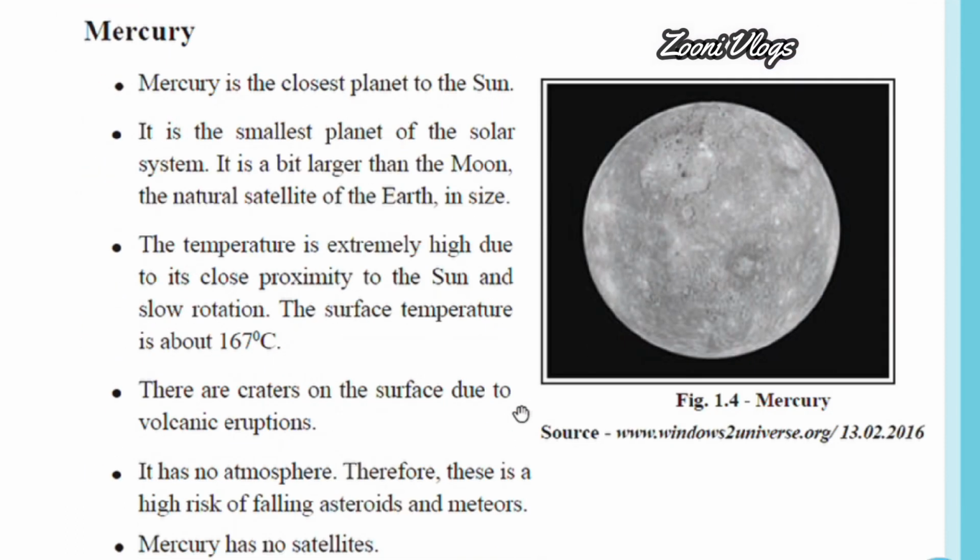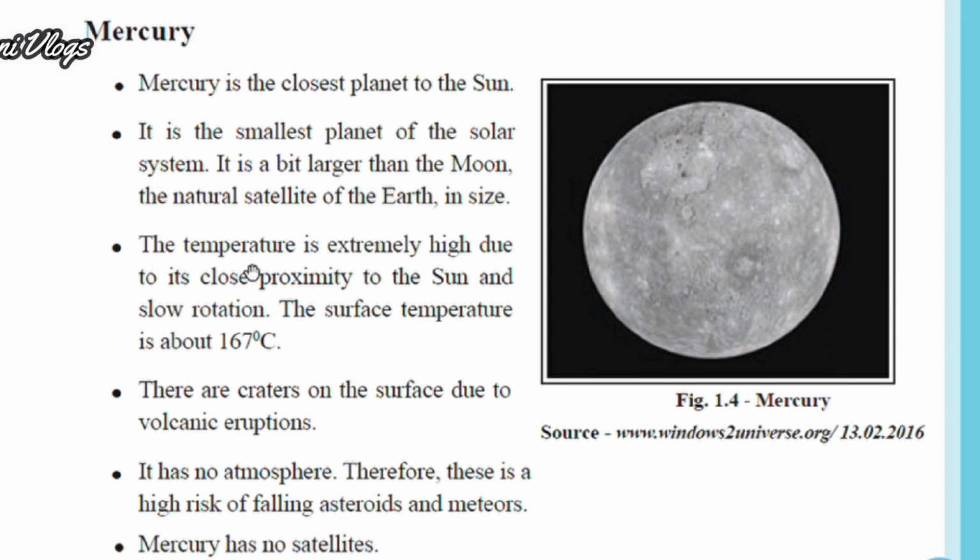Now we are going to study each and every planet. Mercury is the closest planet to the sun. It is the smallest planet of the solar system. It is a bit larger than the moon, the natural satellite of the Earth, in size.